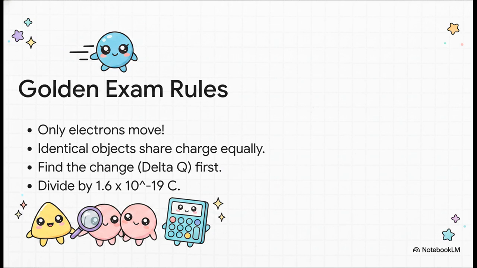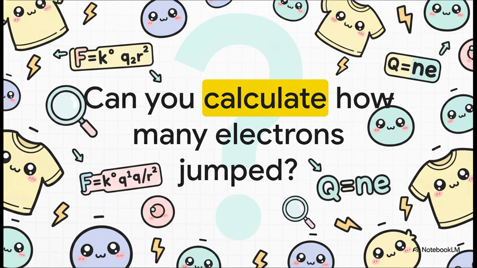All right, let's wrap up our microscopic investigation with these essential, bite-sized takeaways that you can easily store in your memory for test day. Rule 1. Only electrons move. Rule 2. Touching identical objects share their charge equally. Rule 3. Find the change, that delta Q, first. And Rule 4. Divide that change by the magic number, 1.6 times 10 to the negative 19 coulombs, to find your number of electrons. And just like that, the mystery is totally solved.